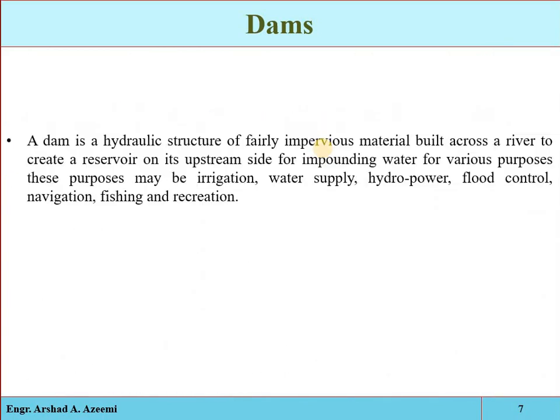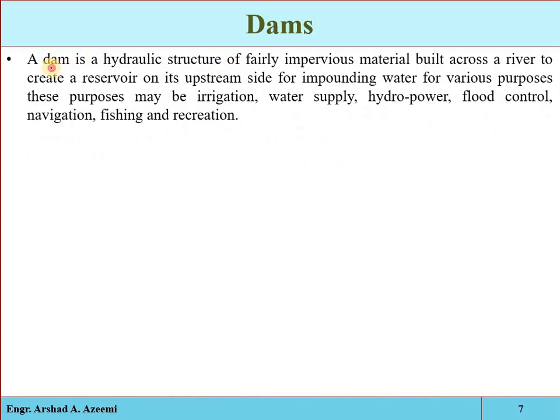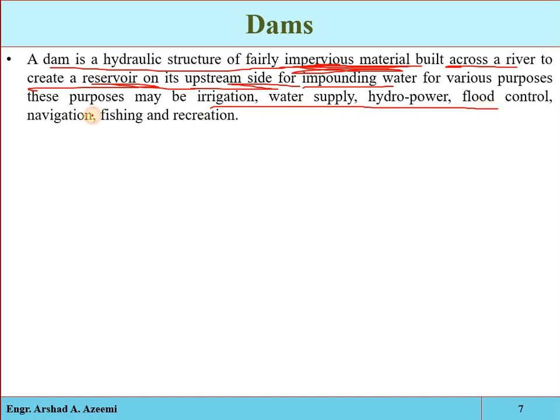Also, we can say that a dam is a hydraulic structure that is mostly constructed from impervious material, because we have to control the flow of water, and that will be constructed across the river to create a reservoir on the upstream side. Okay, the water will be impounded on the upstream side, and a reservoir will be made, and then that water will be utilized for irrigation and water supply, hydropower, flood control, navigation, fishing, and recreation. So that is the main purpose which we have discussed.